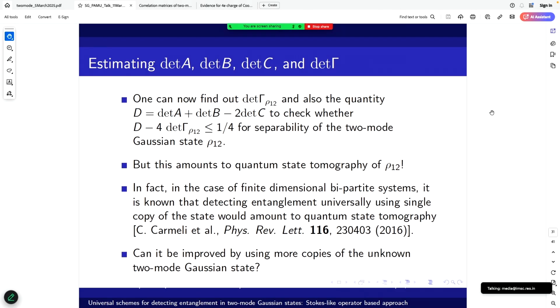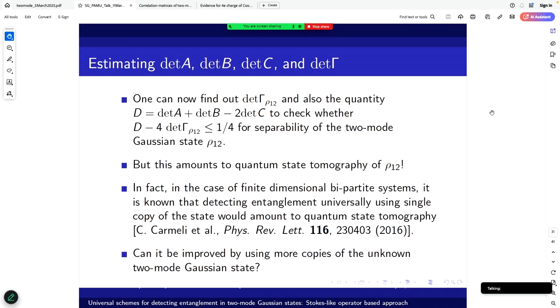So, of course, one cannot say that this is a rigorous proof that if you want to do entanglement detection for a 2 mode Gaussian state using a single copy, it will amount to state tomography. Our scheme is such that it will amount to state tomography.